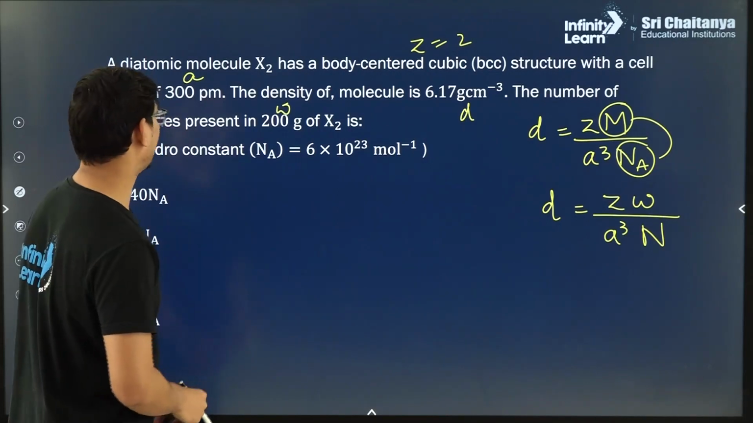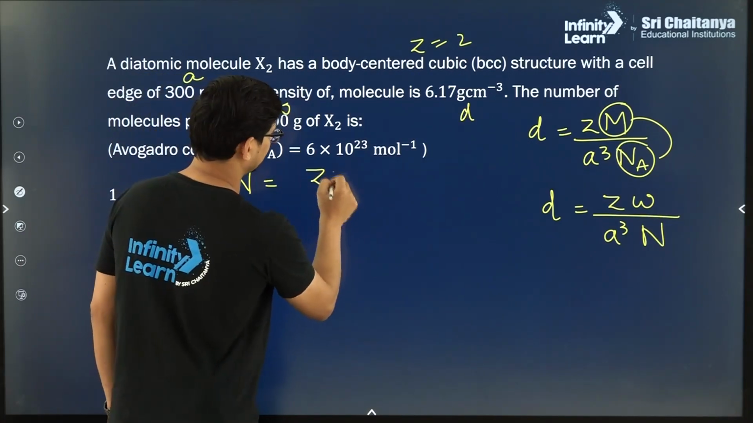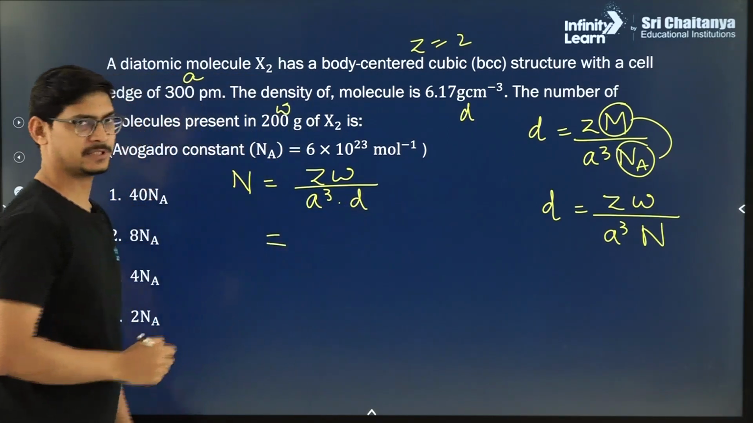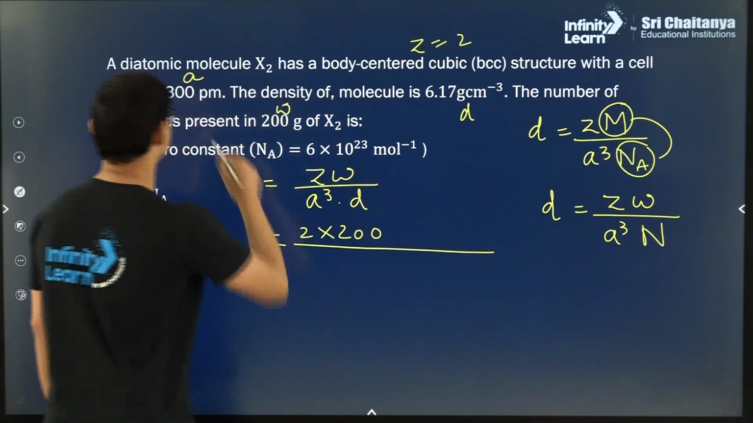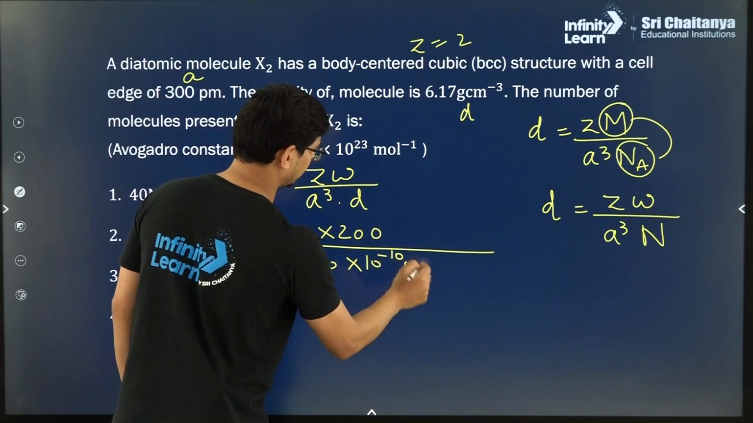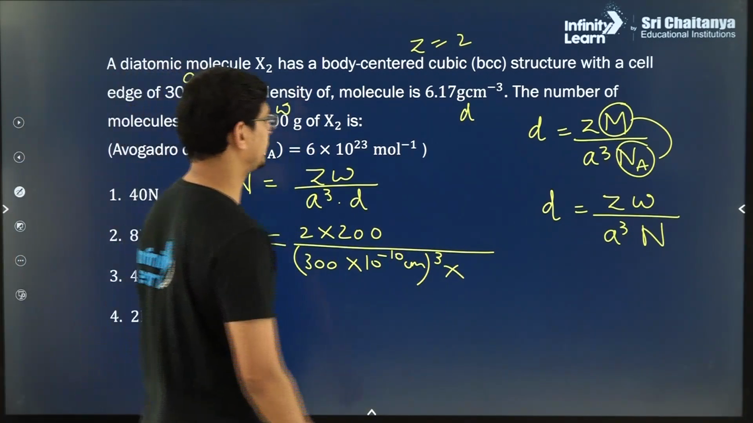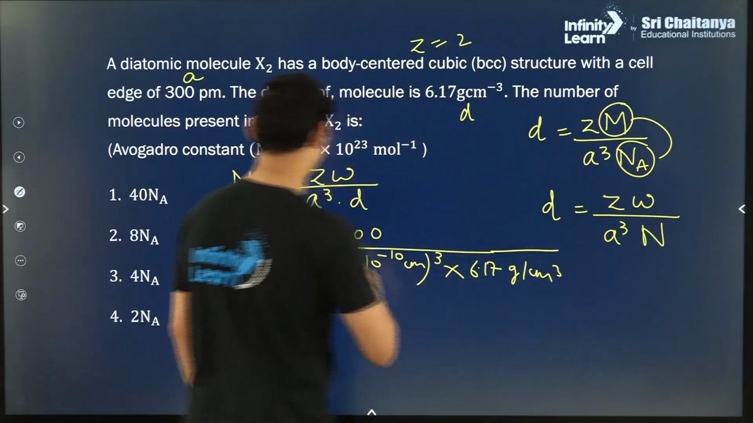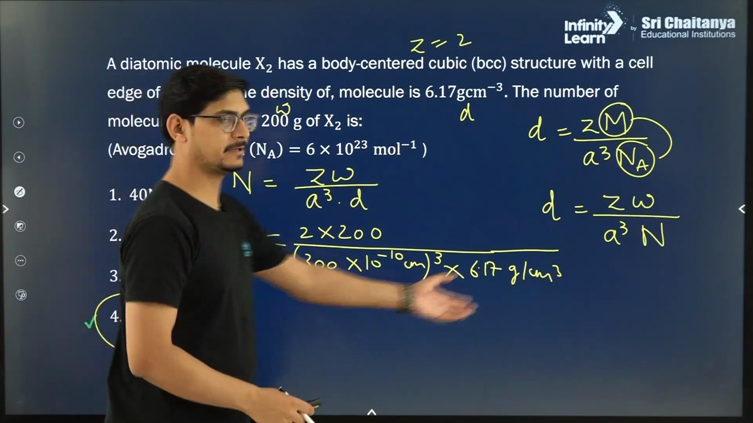So the question is the number of molecules present in 200 gram of X2. I have to find N, which is ZW/(a³ × density). It's very easy, just substitute the given values. Z is given to be 2, mass is 200 gram, edge length is 300 picometer, which in centimeter is 300 × 10⁻¹⁰, cubed, and density is given to be 6.17 gram per centimeter cube. You can solve this, and the answer you will get is approximately 2 mole, so here you will get 2 multiplied by Avogadro number.